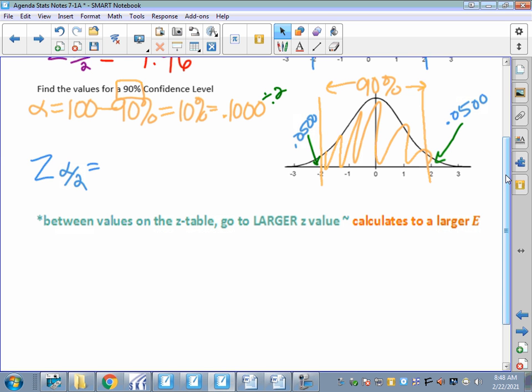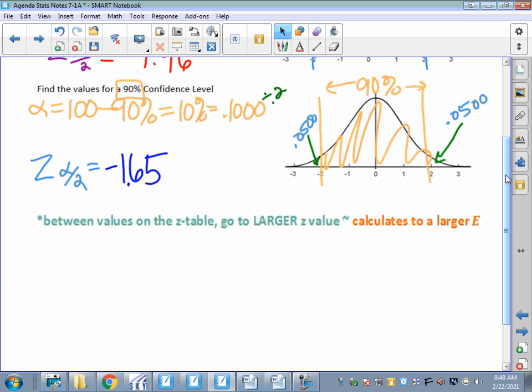So when I look up 0.0500, I am in between two values. I'm in between a negative 1.64 and a negative 1.65. I just think absolute value 1.65 is larger. So I'm going to go with the negative 1.65, put the negative on there. That's going to be my z-value that I put into my margin of error formula when I do the plus and the minus.